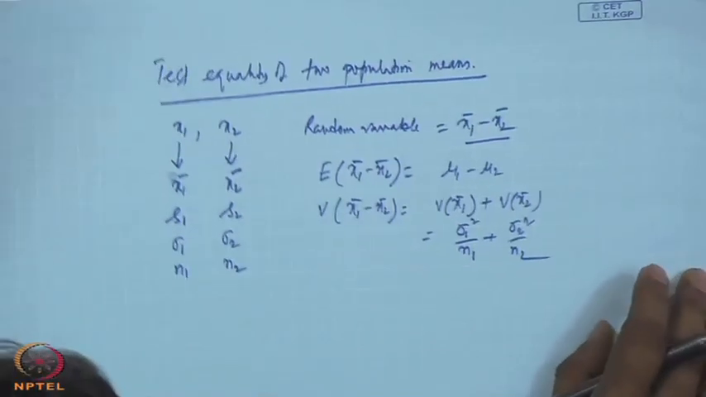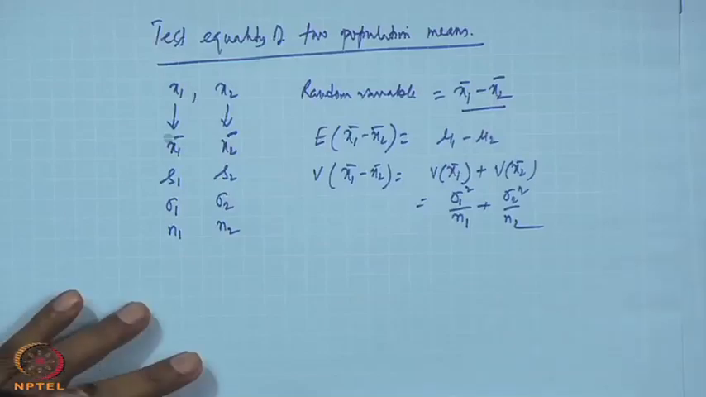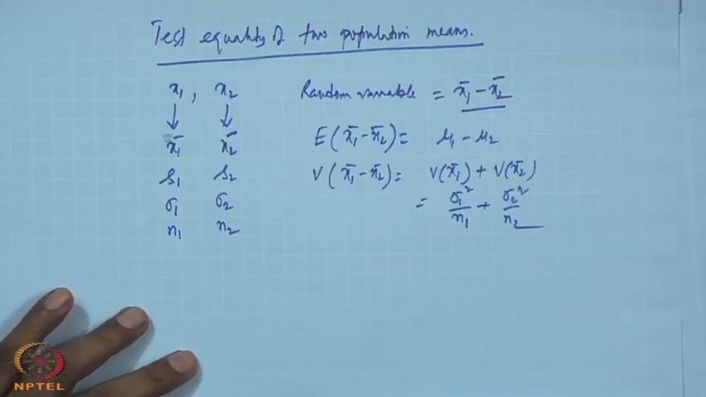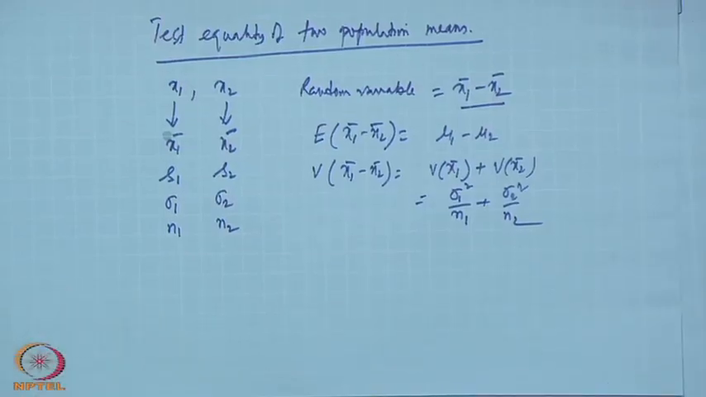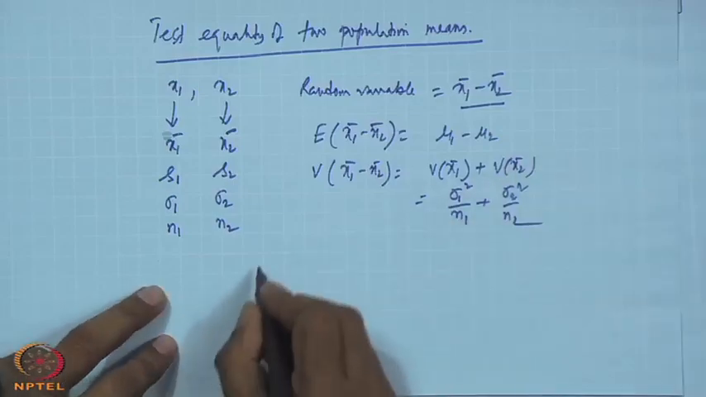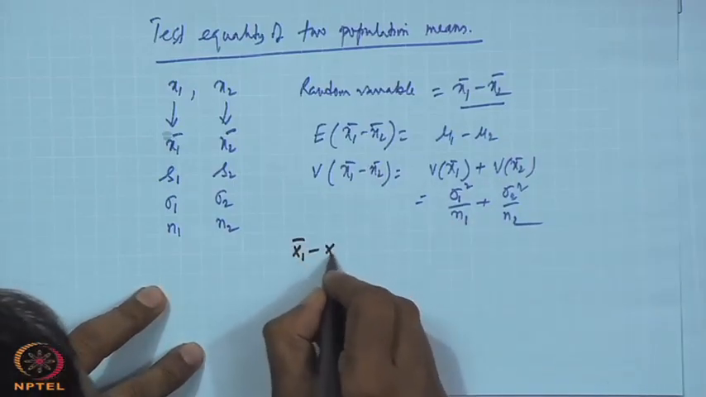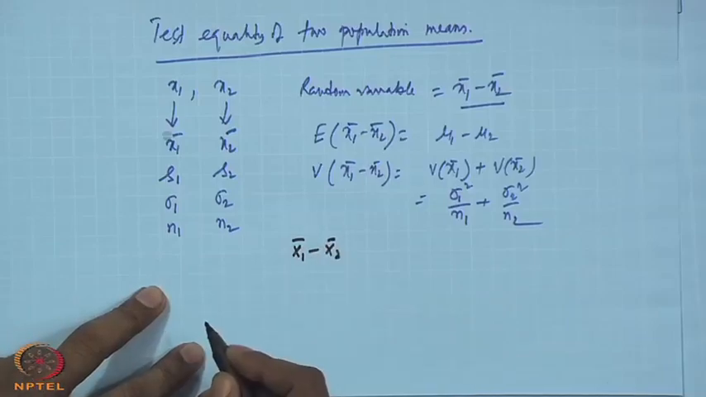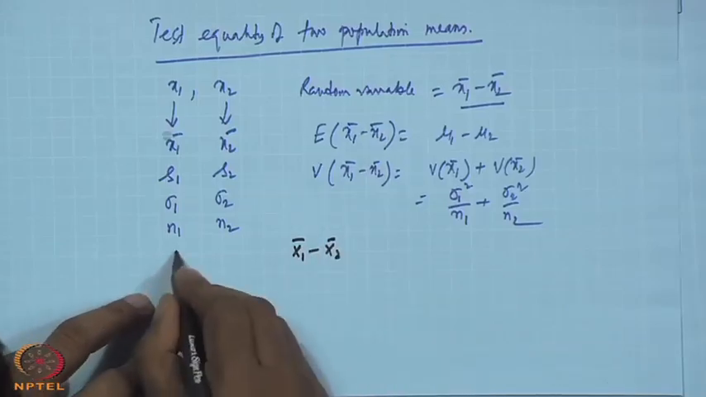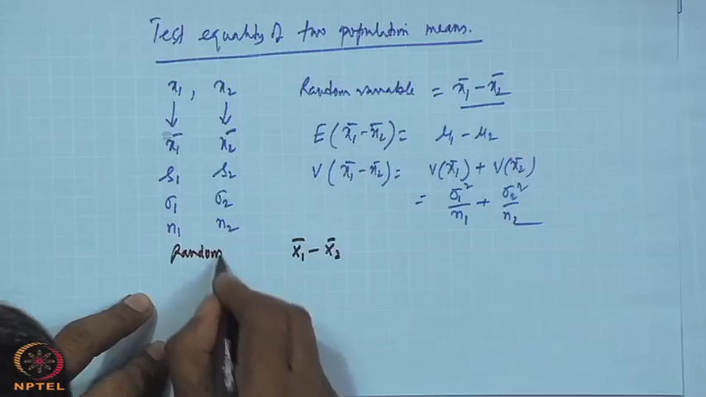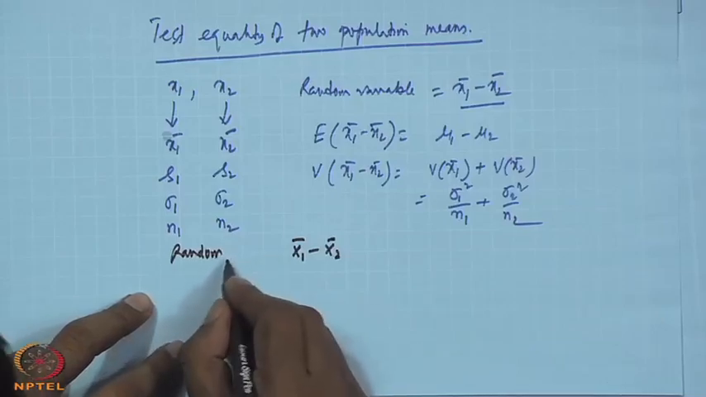What is the multivariate counterpart of this? Getting me? What will happen? Your random variable will be a random vector, x 1 bar minus x 2 bar. This is your random variable, this vector.